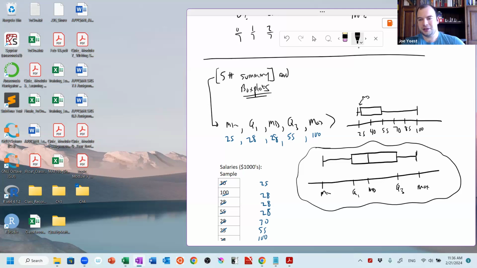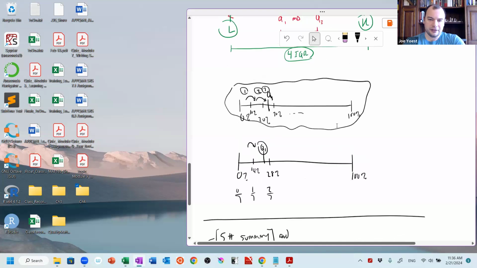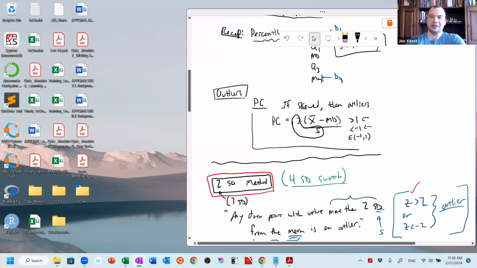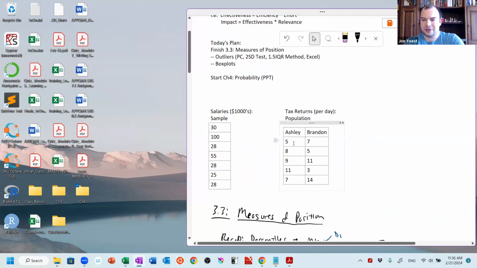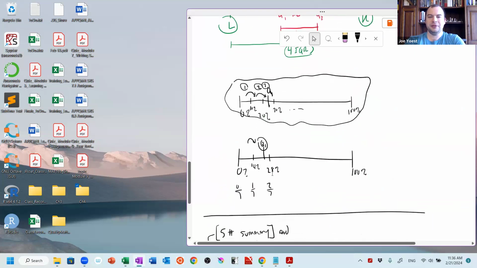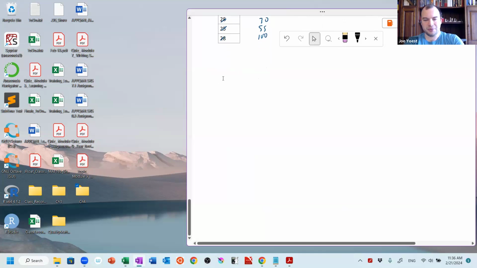But if I see something like this, where the median is all the way at the left of the box and where my right whisker is way longer than the left whisker, that's kind of suggesting to me that there's maybe a bit of right skewedness here, maybe some outliers on the right. If I looked instead at the tax return data, let's just pick the Ashley data, which we know ought to be pretty nice and symmetric and well behaved.